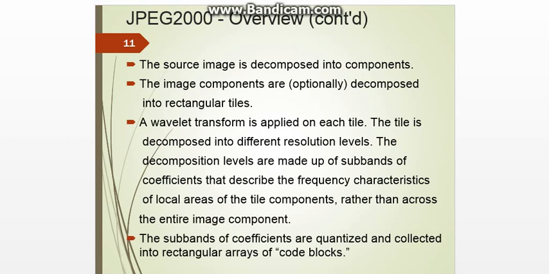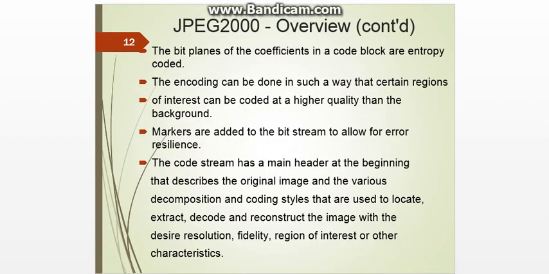The tile is decomposed into different resolution levels. The decomposition levels are made up of the subbands of coefficients that describe the frequency characteristics of local areas of the tile components rather than across the entire image components. The subbands of the coefficients are quantized and collected into the rectangular arrays of the code blocks. The bit planes of the coefficients in a code block are then entropy encoded.